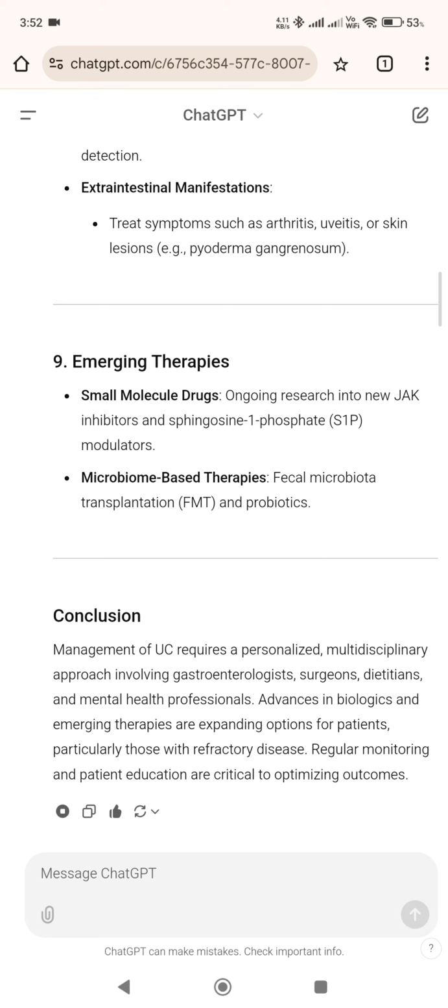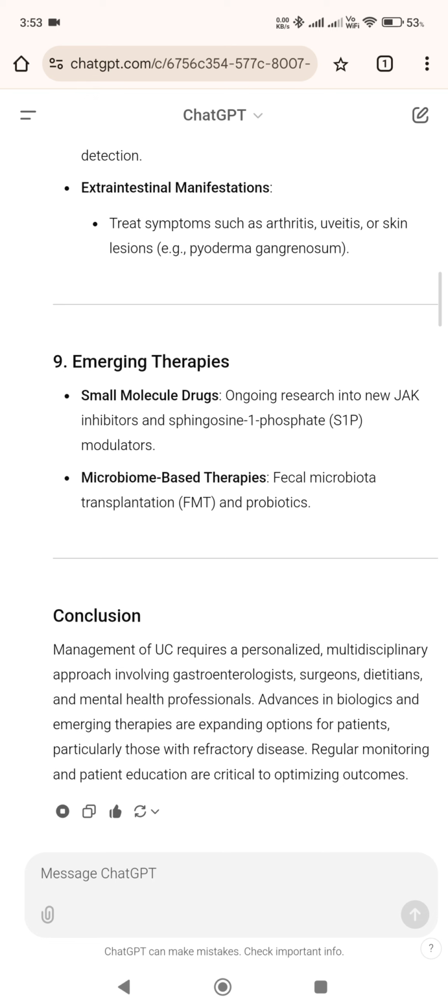9. Emerging therapies. Small molecule drugs. Ongoing research into new JAK inhibitors and sphingosine 1-phosphate, S1P, modulators. Microbiome-based therapies: fecal microbiota transplantation, FMT, and probiotics.